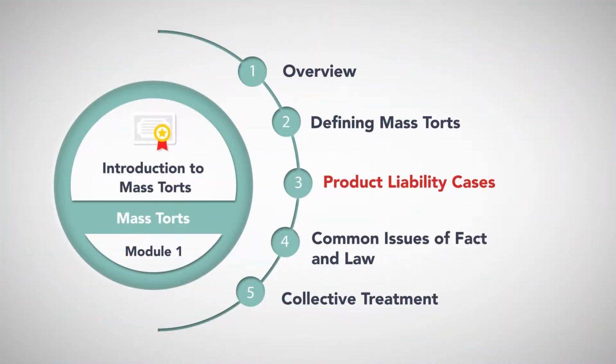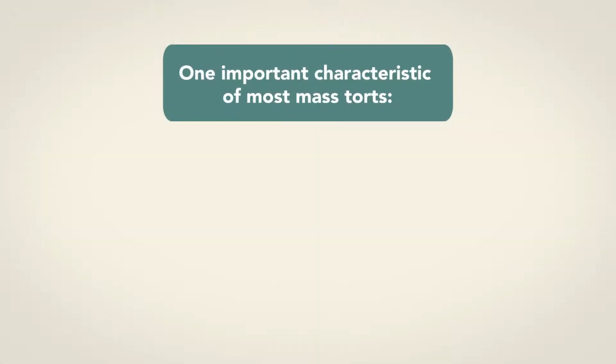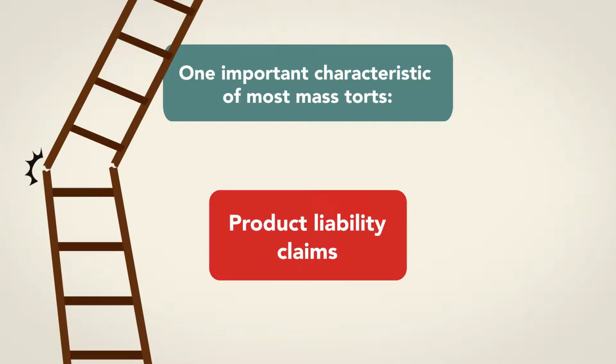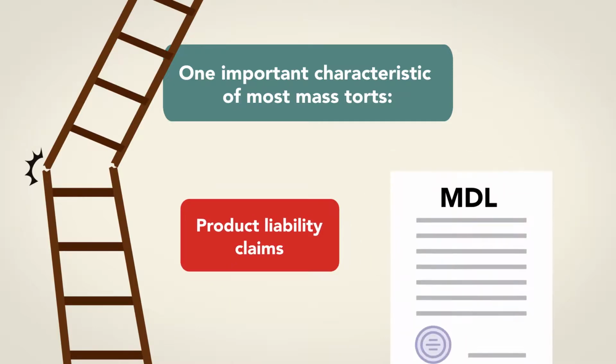Product liability cases. One important characteristic of most mass torts is that they are usually versions of product liability claims. Product liability actions dominate currently active multi-district litigation.